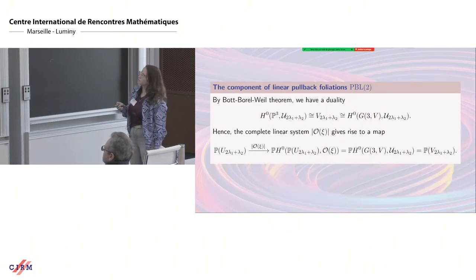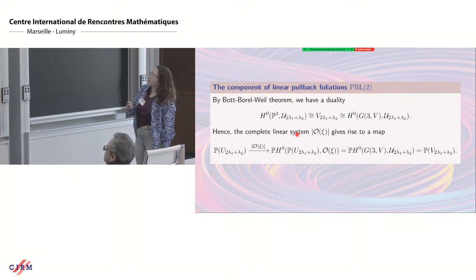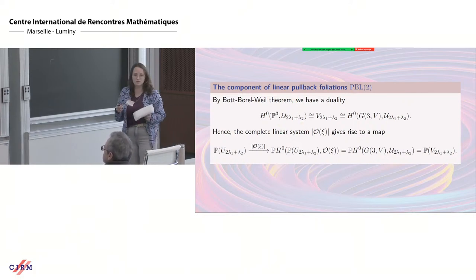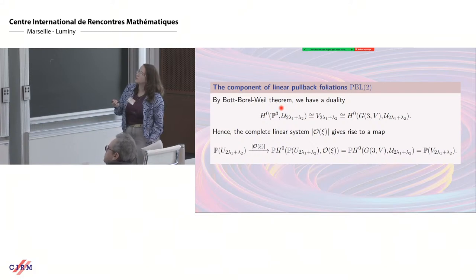And also, if you have bi-Butterworth wave properties and some symmetries in the Dynkin diagram, we can have an isomorphism between the global sections of this vector bundle with highest weight 2 lambda 1 plus lambda 2 on P3, and also the same bundle over the Grassmannian of three planes on V.